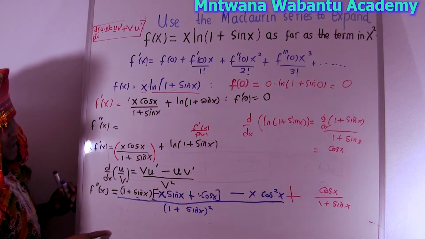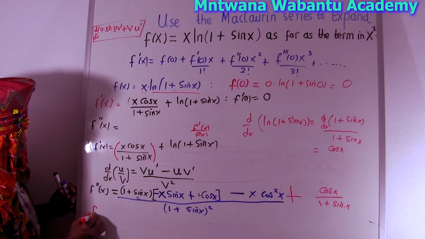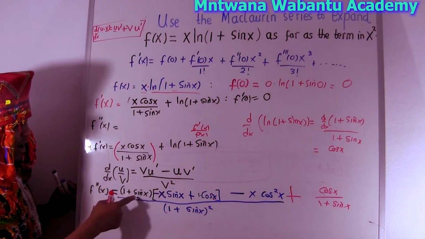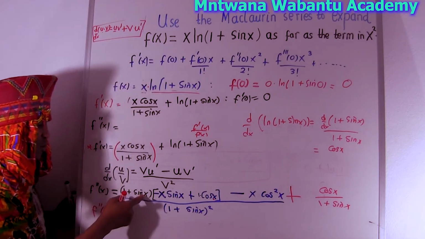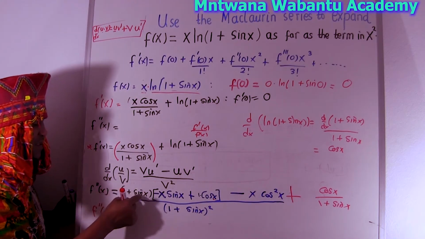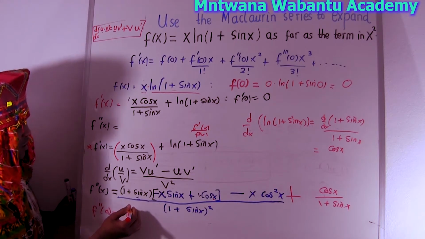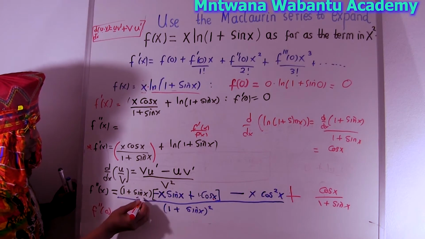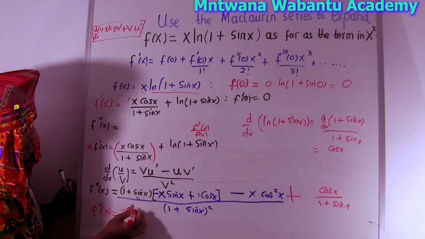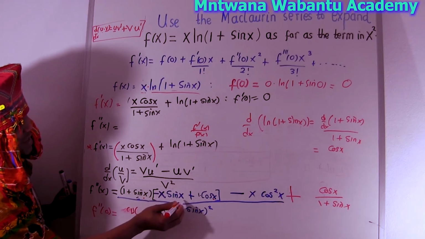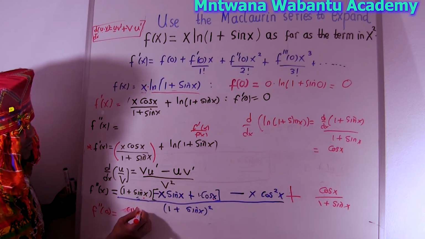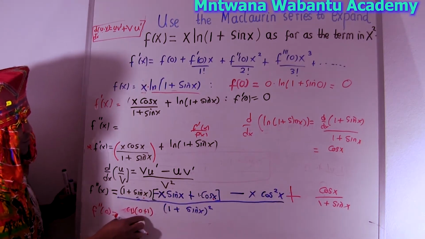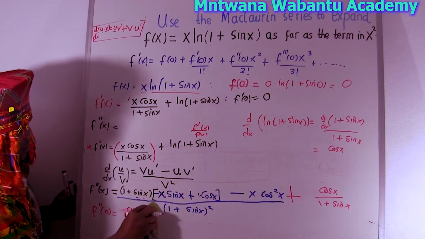But now we need to get the second derivative at 0. Let's plug in 0, because x will be equal to 0. Sine of 0 equals 0, so 1 plus 0 equals 1. Now come here, x is 0, and 0 times anything is 0. So this is going to give us 0 plus cos of 0. Cos of 0 equals 1, so it's 1 times 1, and these two give us 1.